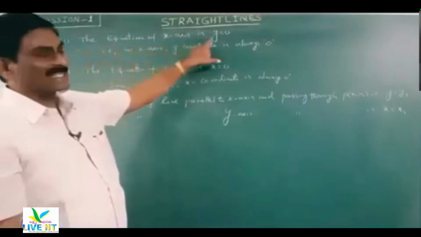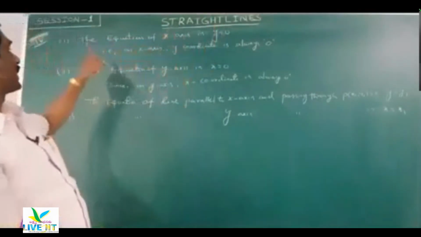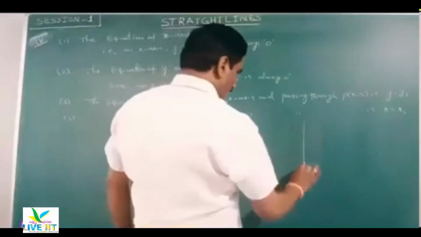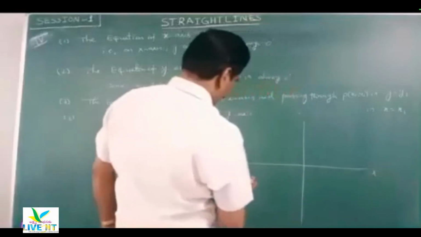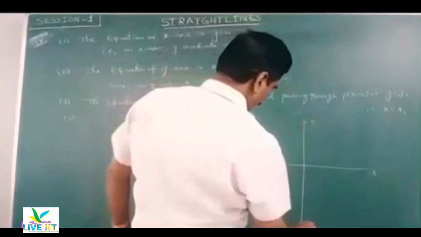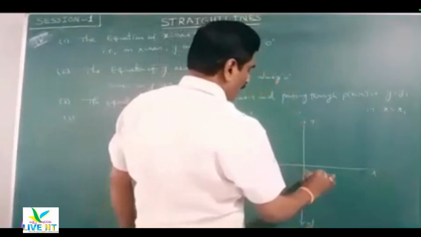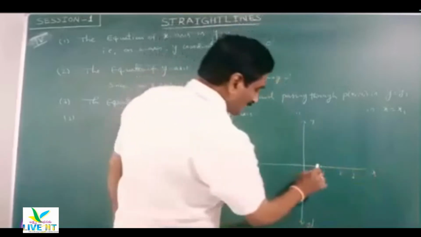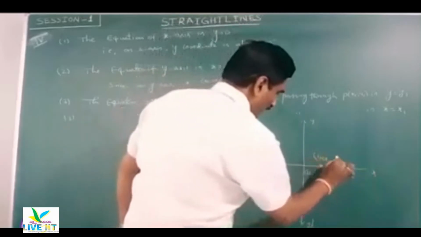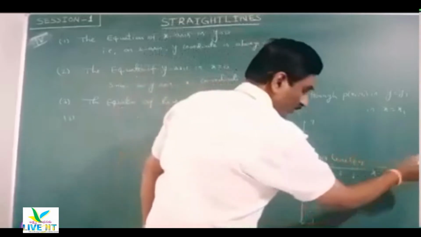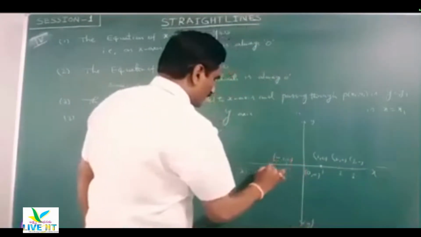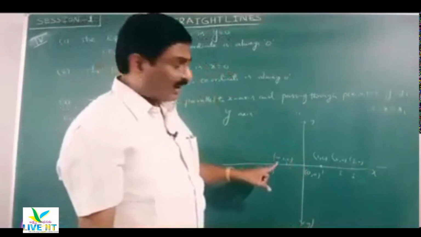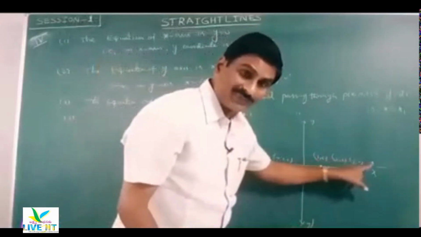First one. The equation of the x-axis is y equal to 0. Please note this value. Please observe the coordinate system. This is the x-axis, this is the y-axis, and this is the origin (0, 0). Suppose the points on the x-axis are 1, 2, 3 and so on. The corresponding points are (1, 0), (2, 0), (3, 0), (4, 0) and so on. In this direction, (minus 1, 0), (minus 2, 0), (minus 3, 0). Please observe these values. On the x-axis, all the y coordinate values must be 0.